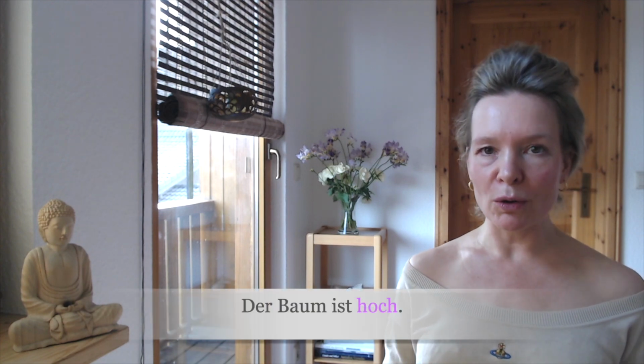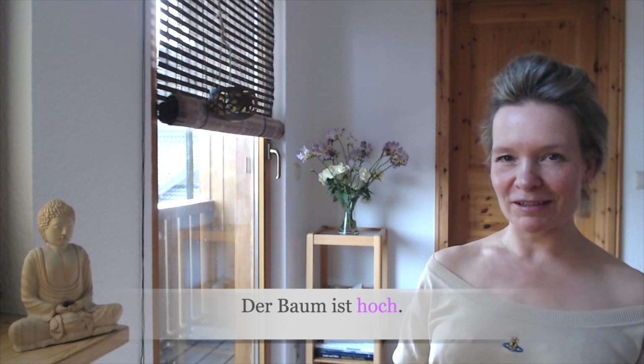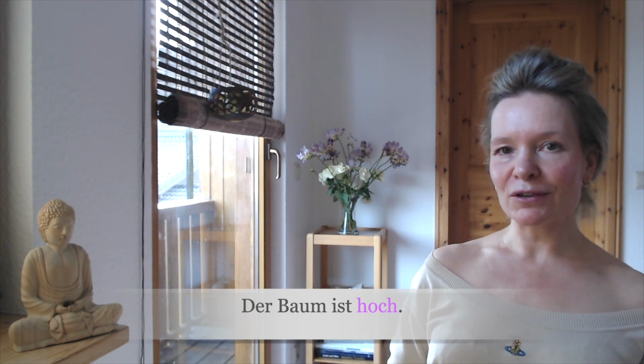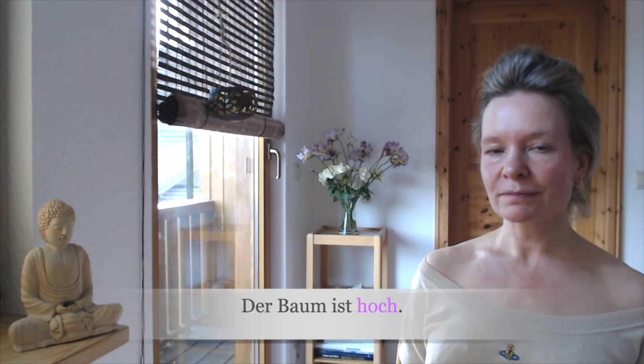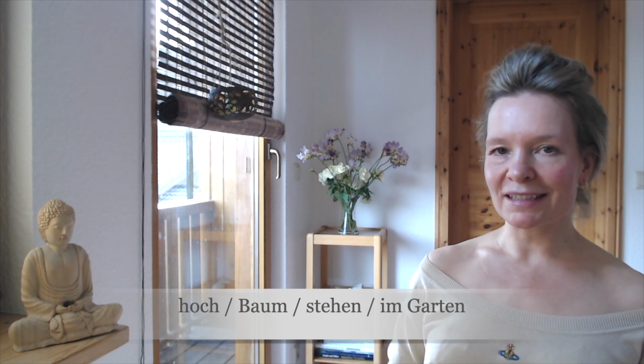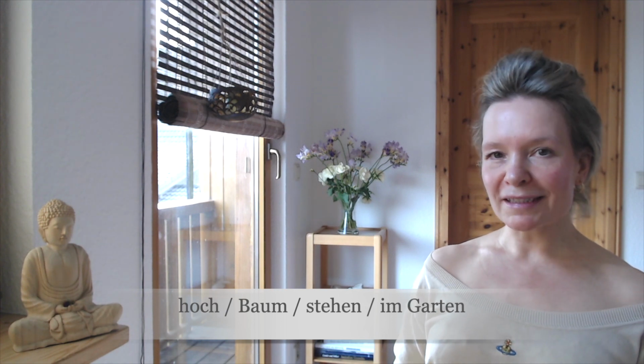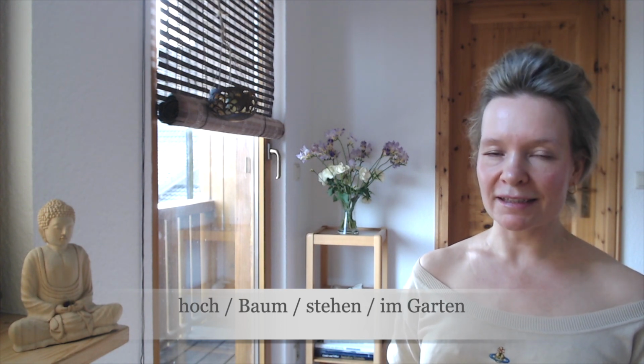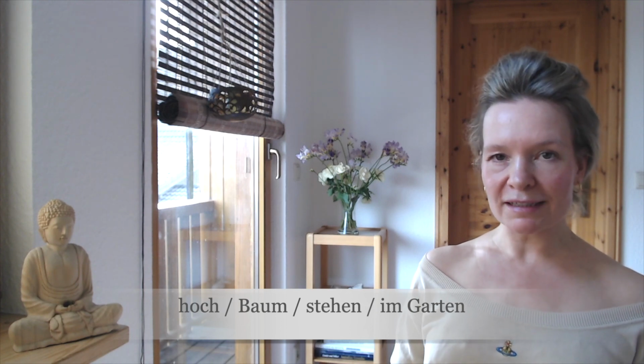I've got an example for you, a homework for you if you will. Your sentence is: der Baum ist hoch, just like my example was der Sonnenuntergang ist romantisch. I have got some elements for you: hoch, Baum, stehen, im Garten. Create out of these elements three sentences. Basically, the high tree stands in the garden. One sentence with a definite article, the second sentence with an indefinite article, and the third sentence with no article. And this is all about nominative case.